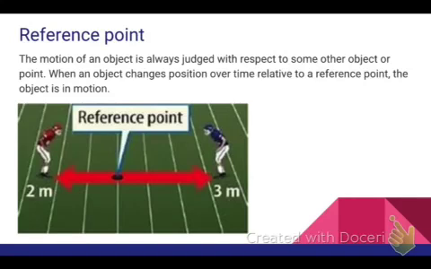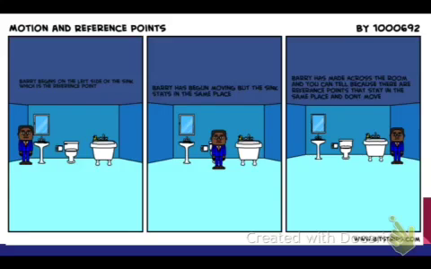Let me show you a couple other examples. A reference point is a thing that is unmoving that you use to compare movement. If we look at Barry here, it says Barry begins on the left side of the sink, which is the reference point. So our sink is our reference point. If we look at the middle slide, we know that Barry has moved. Even though we don't see him moving, his position has changed, and so we know motion has occurred because it says Barry has begun moving, but the sink stays in the same place. So we know he moved because now he's at the right of the sink, when in the first slide he was at the left of the sink.